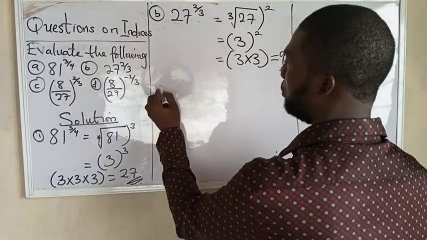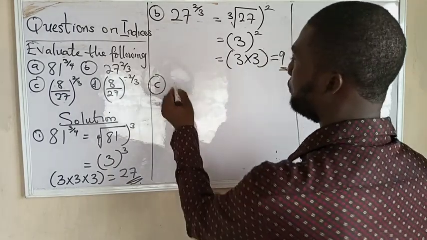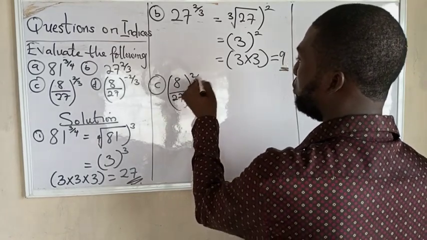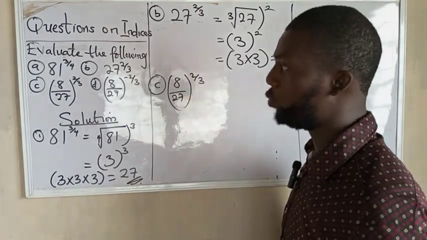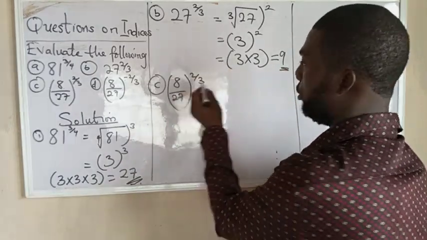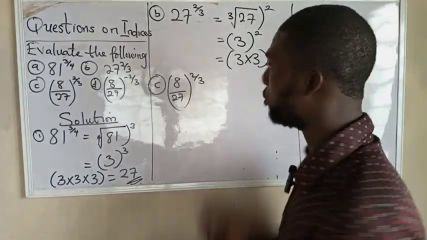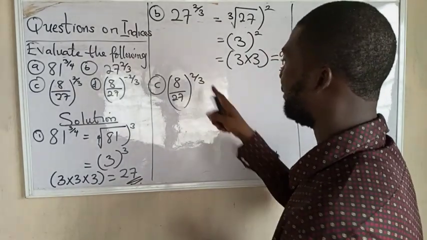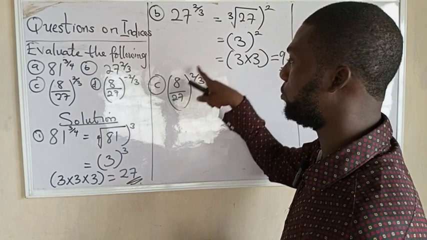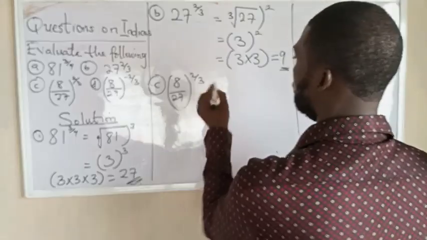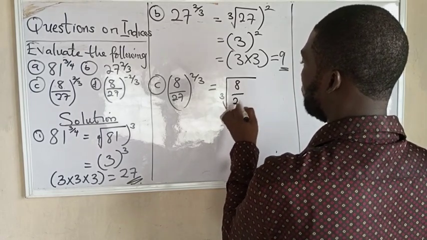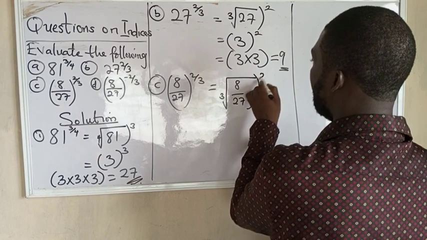So let's move on to letter C. We have 8 over 27 raised to power 2 over 3. The same way, the same method. The denominator tells us the name of the root. So automatically by looking at this, I have known that this is going to be the what? The cube root of 8 over 27 raised to the power 2. So I will just write the cube root, 8 over 27, all raised to the power 2.